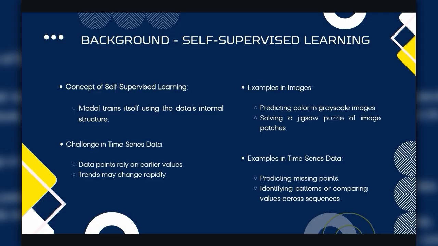Now, for time series data like stock prices, heart rate signals, or weather signals, we can train a model by asking it to predict the missing data, detect patterns in trends, or compare values from different parts of a sequence. These tasks help the model understand the structure of the data without requiring labels. Self-supervised learning has already shown strong results in computer vision and NLP, but time series data has unique challenges. For example, data points are heavily dependent on earlier values, and trends change quickly. Developing self-supervised methods especially for time series data is still a growing field.